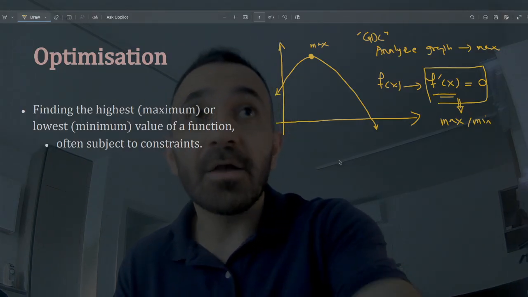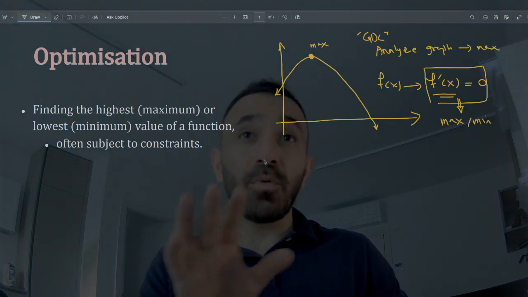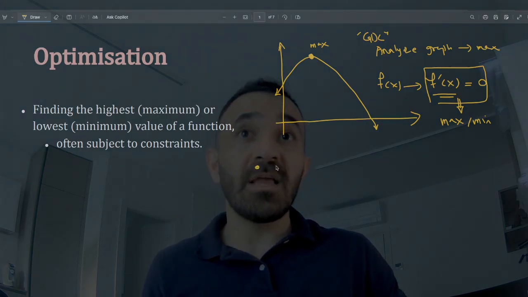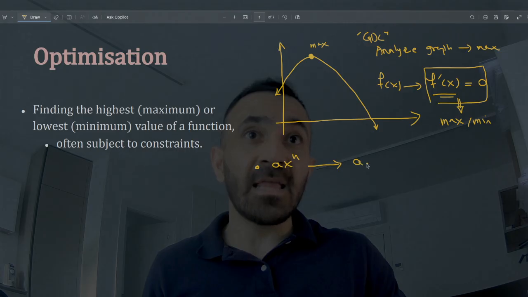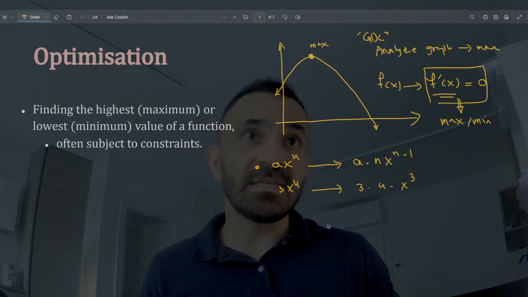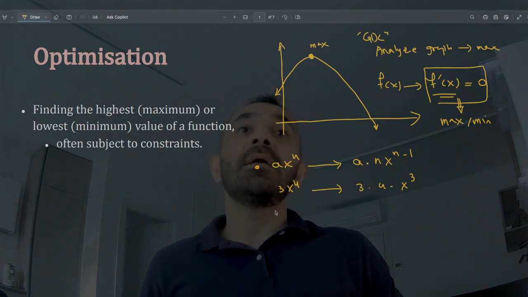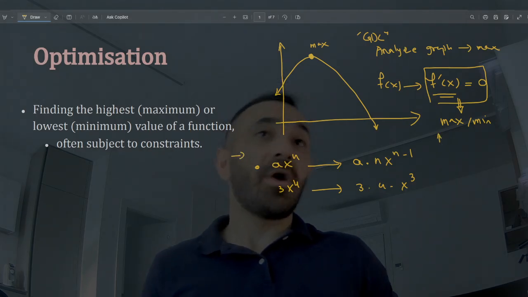Great. Let's have a quick recap on how to find the derivative of a polynomial function. Remember, if you have a function in the form a x to the power of n, by the power rule the derivative is a times n x to the power of n minus 1. A couple of examples: 3x to the power of 4, its derivative is 3 times 4 times x to the power of 4 minus 1, which is 3. This is prior knowledge.